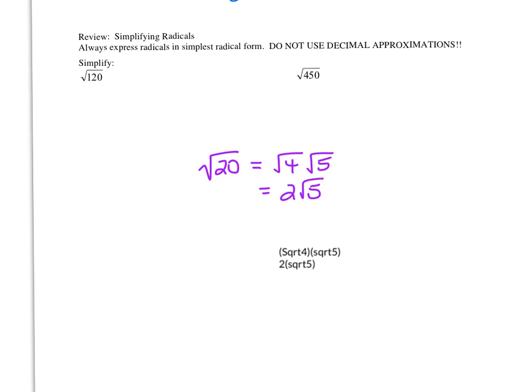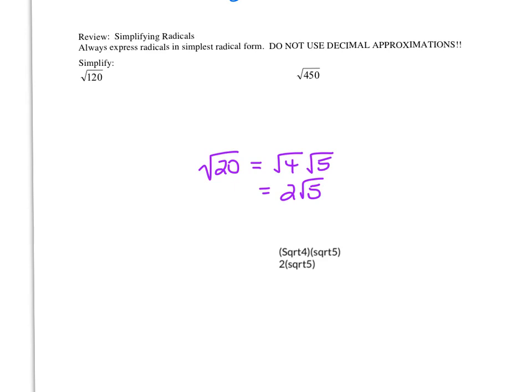So to check for understanding, to practice here, I'd like you to try these two radicals, the square root of 120 and the square root of 450. You're giving me exact and simplified or simplest radical form answers, not decimal approximations.